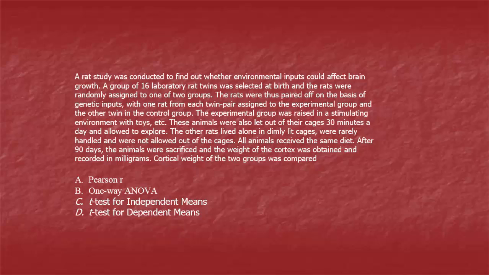And I told you earlier that, roughly speaking, a t-test for independent means is when it's a between subjects design. And roughly, a t-test for dependent means is when it's a within subjects or repeated measures design. This is a between subjects design, but I said earlier that because you have twins and you're creating the groups based on the pairs of twins, the two means that you get are not totally independent. Therefore, it's going to be the t-test for dependent means, D.